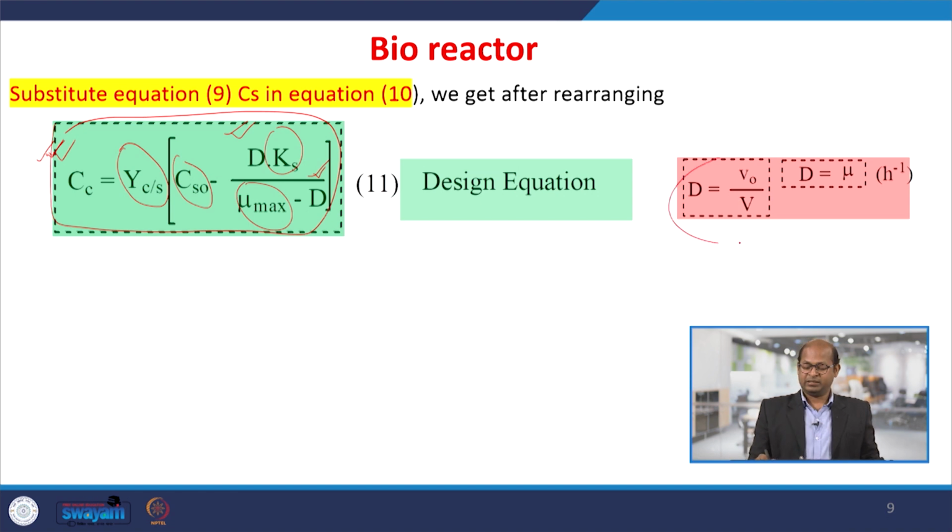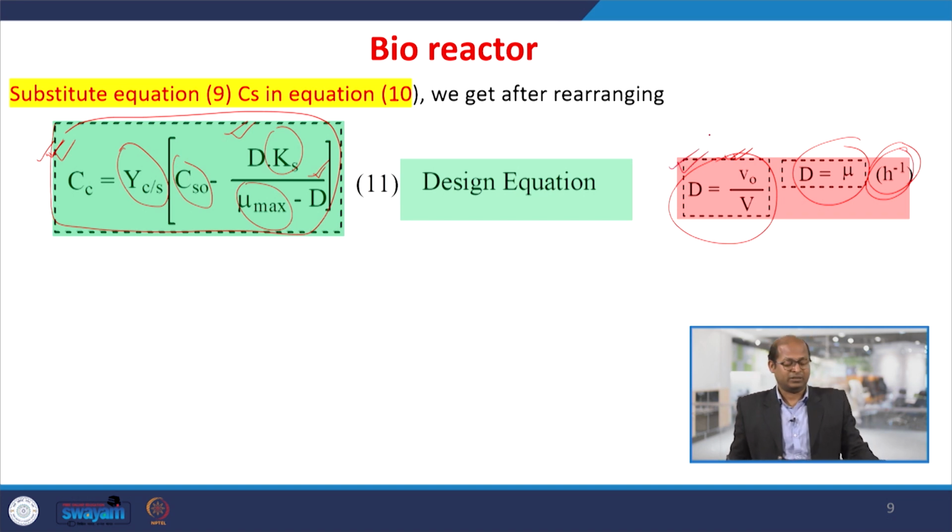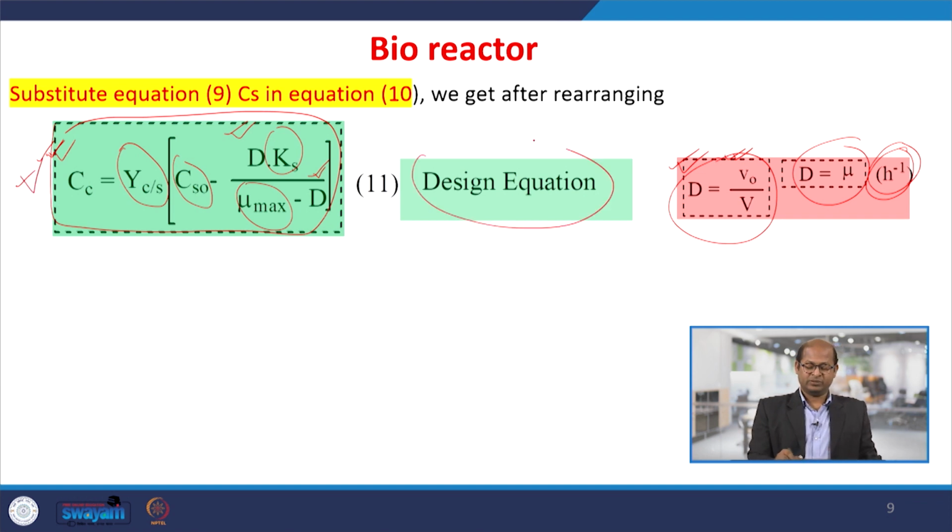And here D is the dilution factor, D equals mu. It has units of time inverse, hour inverse or minute inverse or second inverse, depending upon the rate we are taking, meaning the volumetric flow rate, dm cubed per minute, per second, per hour. Based on that the time inverse will come, that is the dilution rate or factor. Okay. So, now equation 11 is called the design equation for the chemostat or the bioreactor.